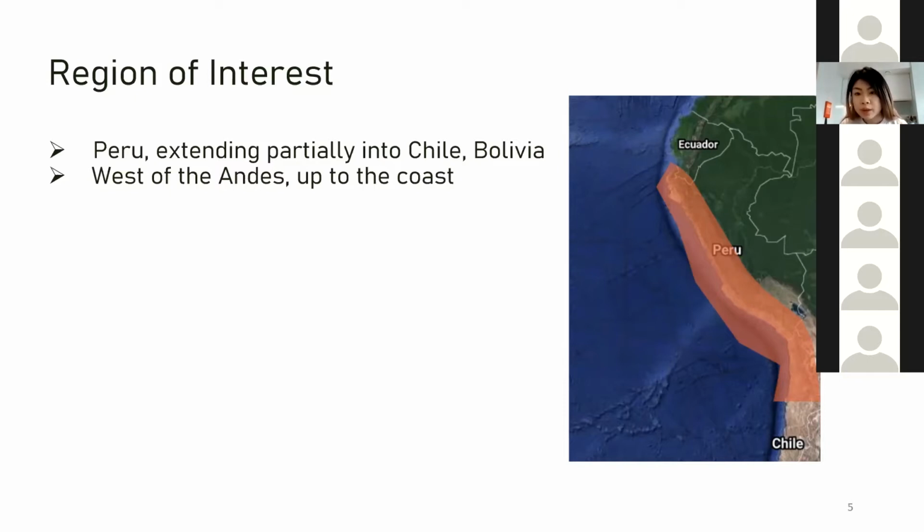So at first, we used Google Earth Engine to compare averages from the decade between the year 2000 and 2010 versus the decade between 2010 and 2020. We noticed a strip of greening between the western side of the Andes and the coast, which is around here. And so we decided to do a more detailed analysis.